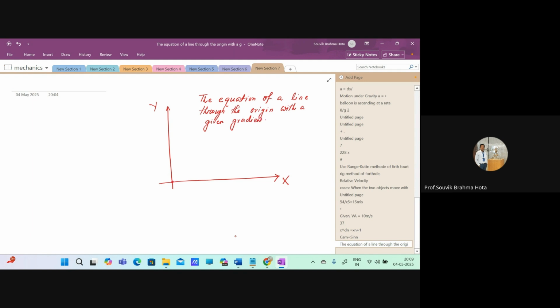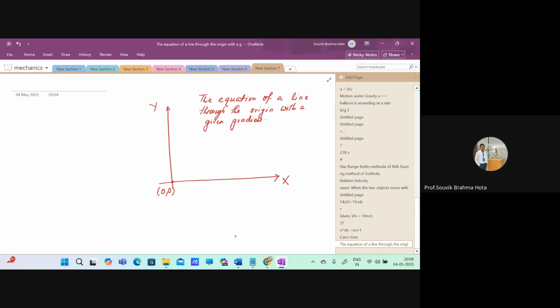Origin means this part, 0 comma 0, yes or no? Yes, sir. This part, okay. And the gradient, do you know anything about the gradient? Gradient is the change in y value by the change in x value. Yes, that is what we can say, that is rise by run. Okay.